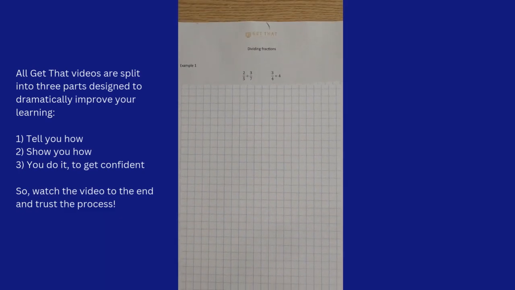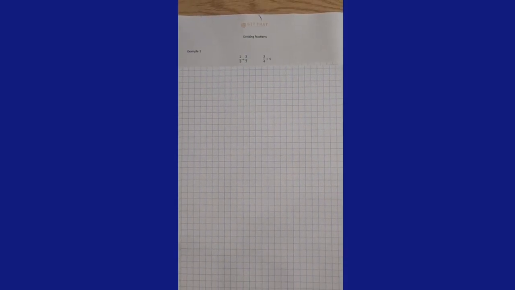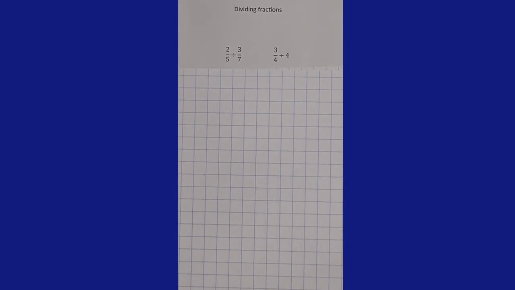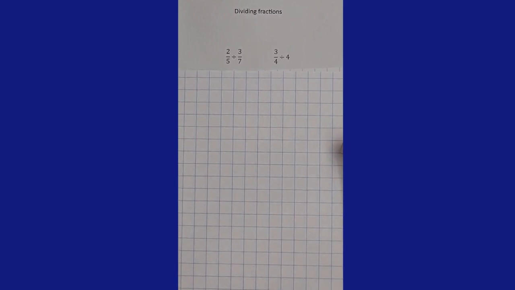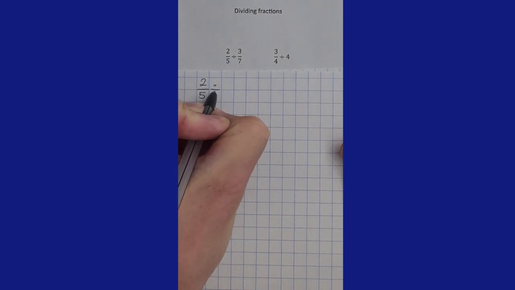Now, before we begin, let's have a look at some questions that we can try on this one. So I'm just going to zoom in so we can see these a little bit easier. And as before, I'm going to use my squared paper so you can follow the examples as I do them. So I'm going to rewrite the question. So I've got 2/5, and what I'm going to divide it by is 3/7.